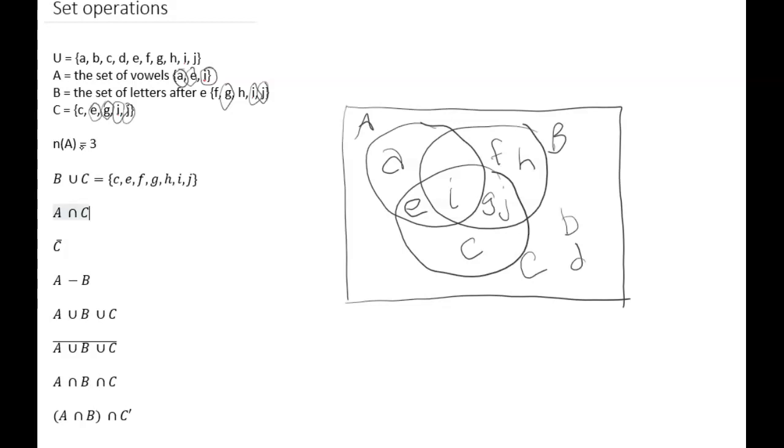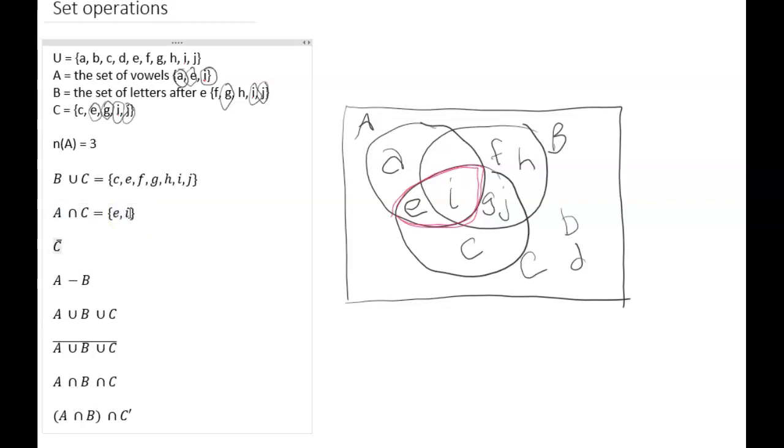Intersection, on the other hand, the intersection of 2 sets, think and for intersection. Everything that's in both A and C. So if we're looking at the list, I'm looking for what's on both A's list and C's list, and I see E and I on both of those lists. If we're looking at the Venn diagram, we're going to look at this kind of football shaped area here where A and C overlap, and we see E and I in there. There's A intersect C.